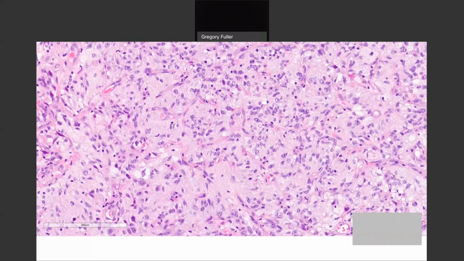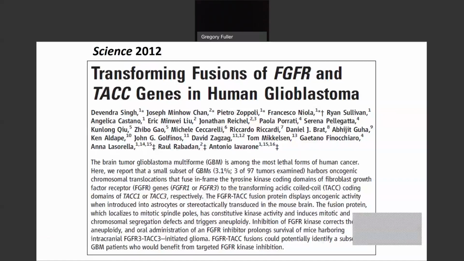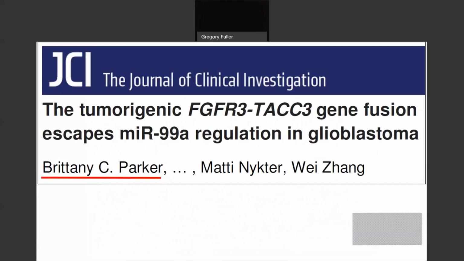Guess what? It turns out that the mixture of histologic features that I just enumerated is actually classic for an entity. It's not always seen in the entity, but when you do see it, the first thing that should be on your list, or at least high on your list, that you need to rule out is this entity. And it goes all the way back to 2012, Science 2012, Transforming Fusions of FGFR genes in human glioblastoma. And right there, co-discoverer of this entity was our own Brittany Parker, all right? And Wei Zhang, formerly of MD Anderson Cancer Center.